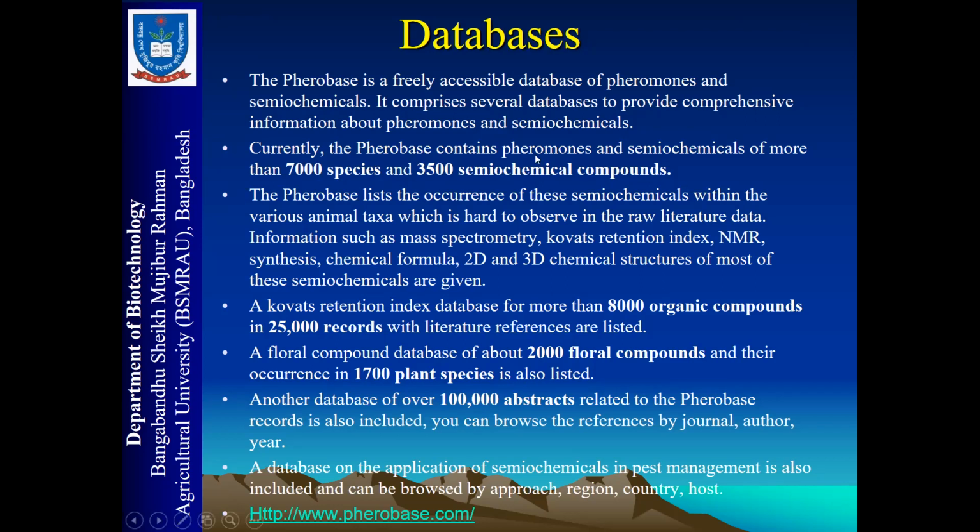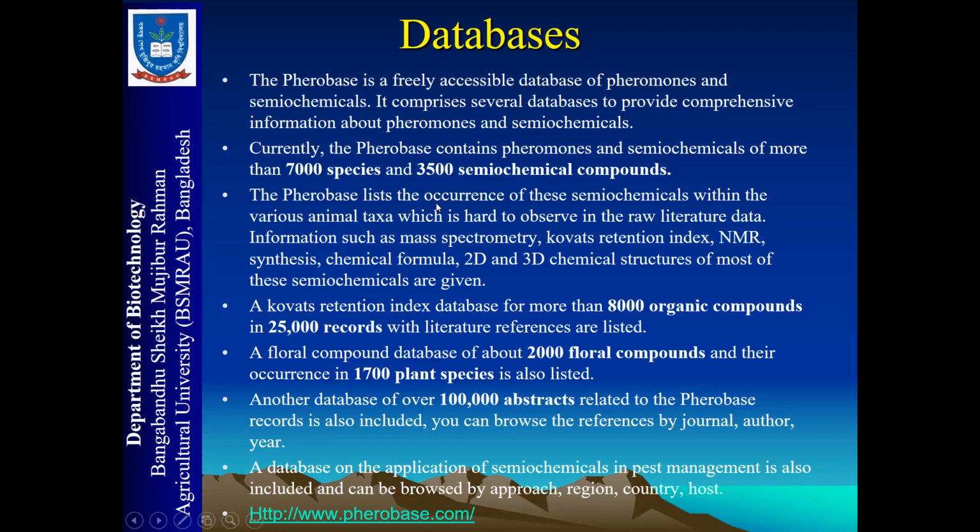Currently, the Pherobase contains pheromones and semiochemicals of more than 7,000 species and 3,500 semiochemical compounds. My statistics may be a bit older. So if you visit there, you can share with me the current status of the number of pheromones or semiochemicals included in the Pherobase, that means the pheromone database.